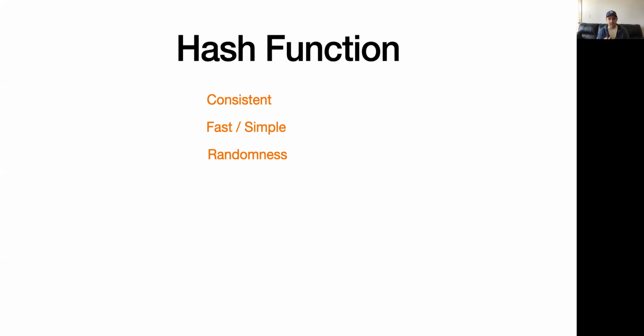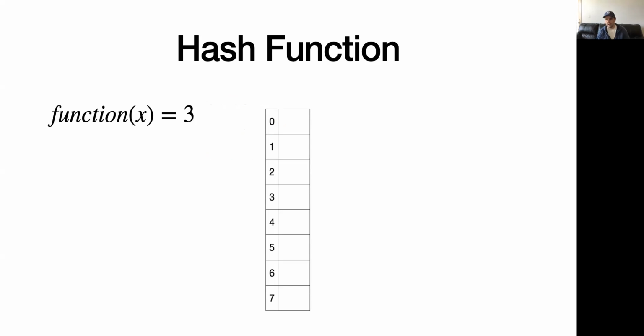And number three, our hashing function results should be pretty random, and we need to have them randomly distributed evenly across our array. Now, I want to spend some time on this last one, the randomness, because it may not be obvious. Let's consider the most basic function. Let's say our function takes an emoji, and no matter what emoji you put in, it always produces an index of 3. Now, you can't get any faster or simpler than that.